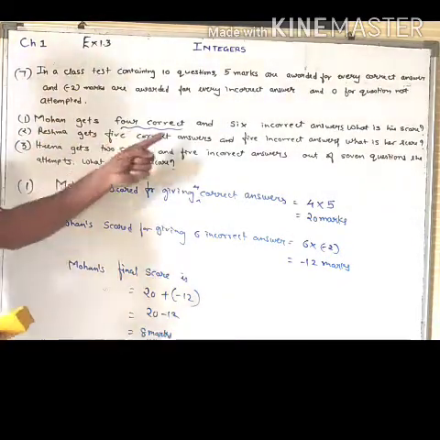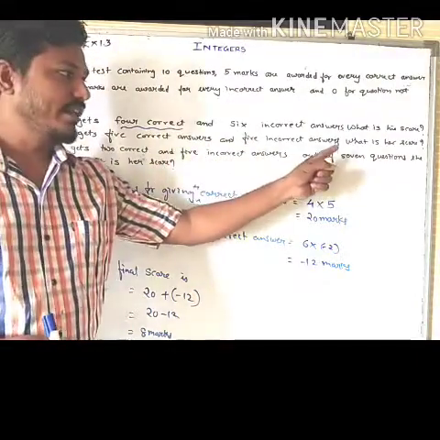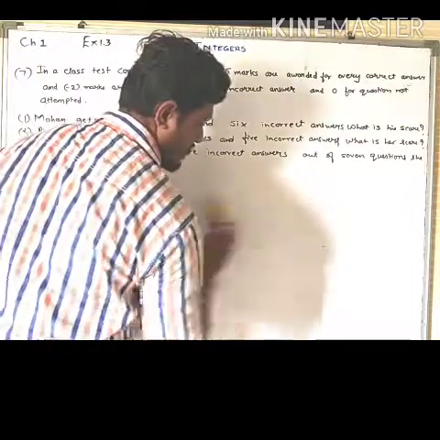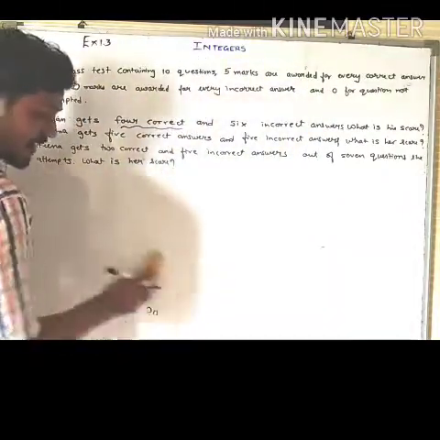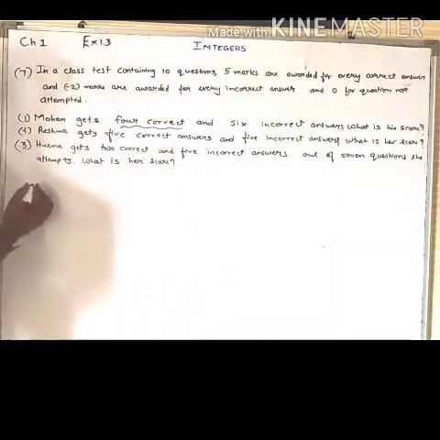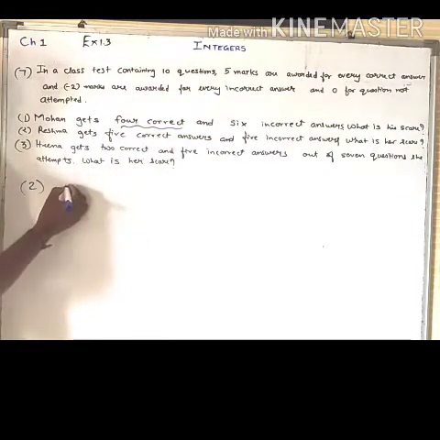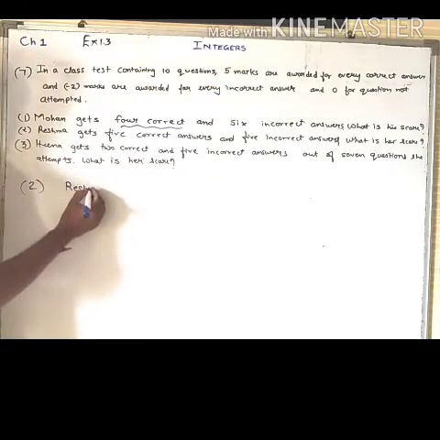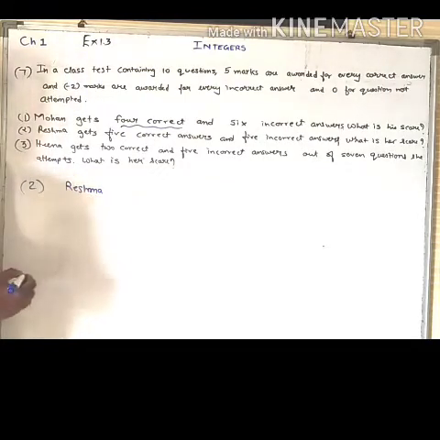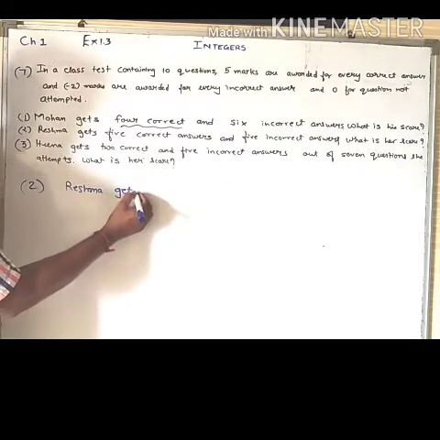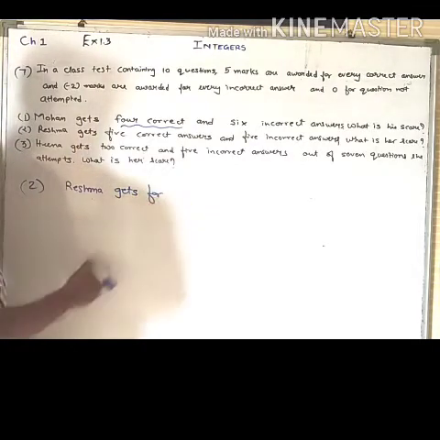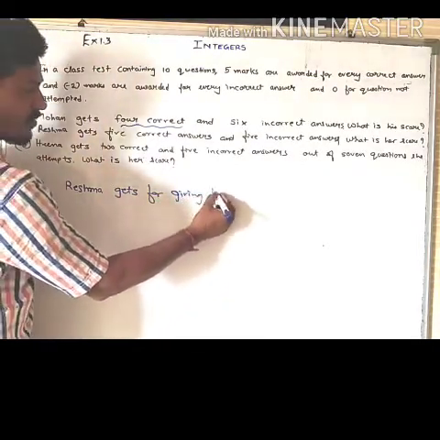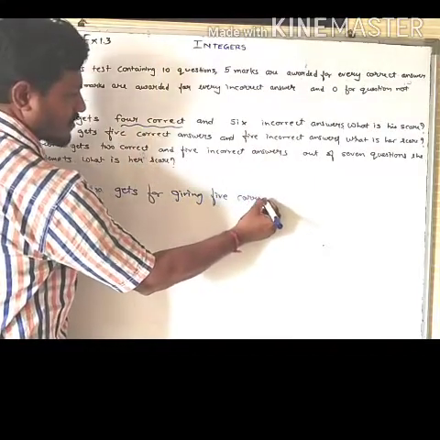Reshma gets 5 correct answers and 5 incorrect answers. What is her score? Reshma got 5 correct answers. So what do you write? Now we will try to write the statement differently. Reshma gets for giving 5 correct answers.